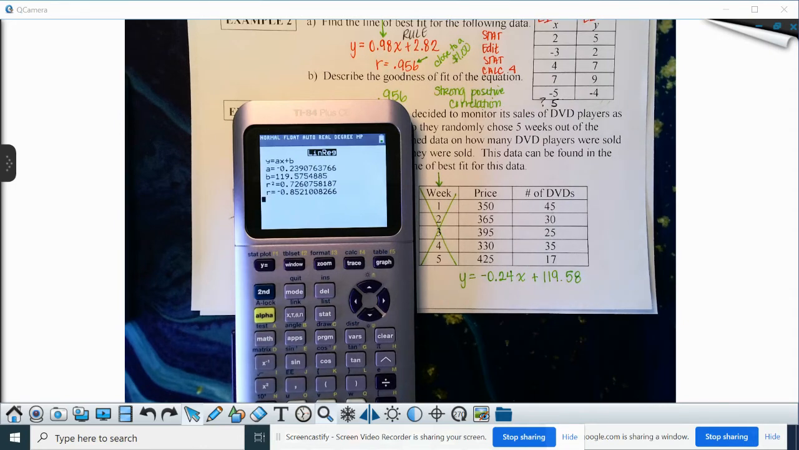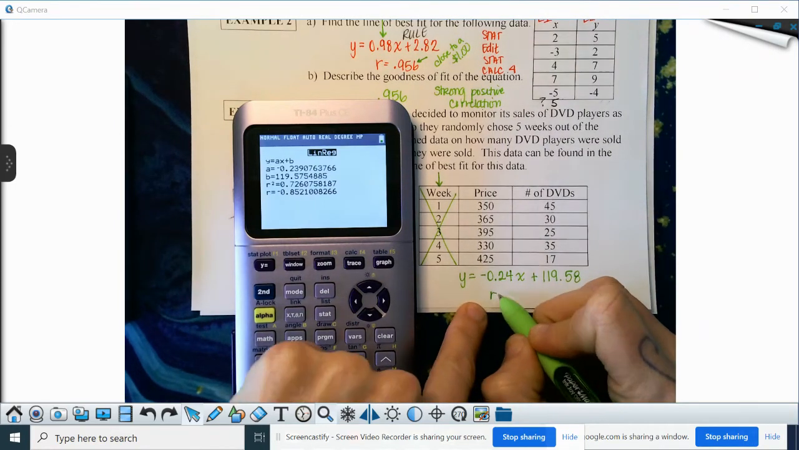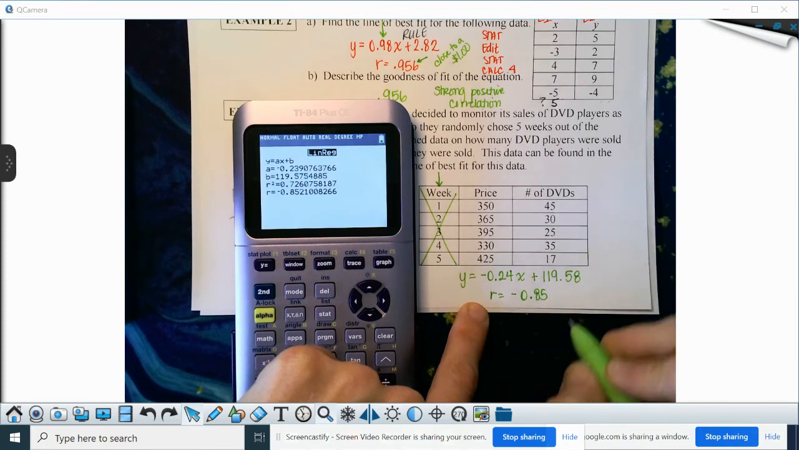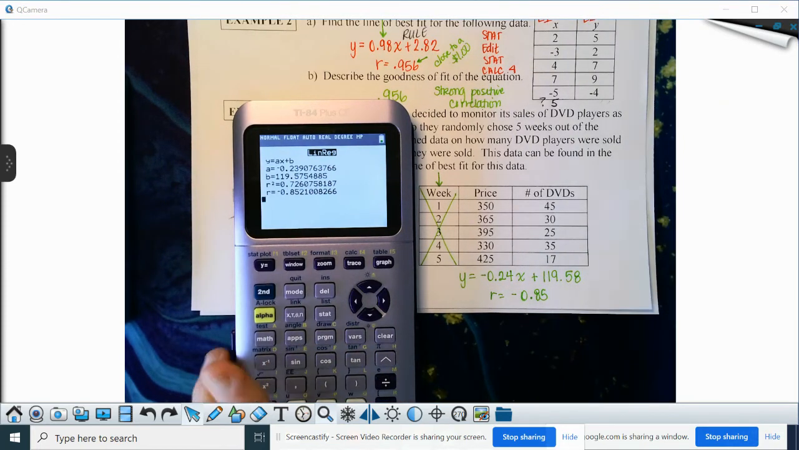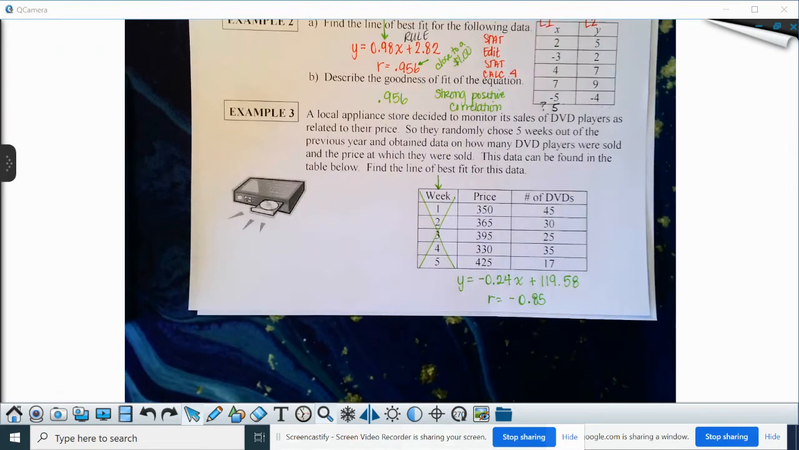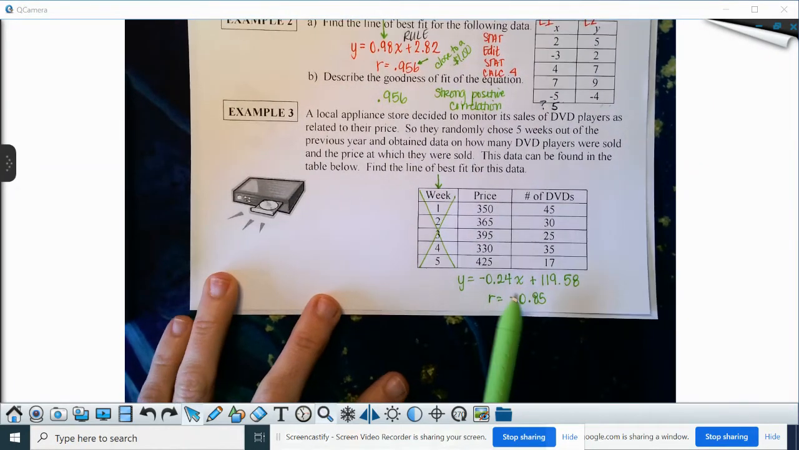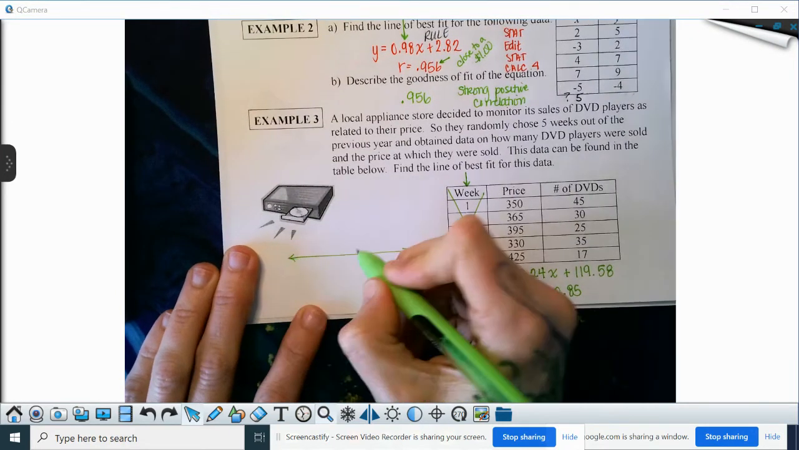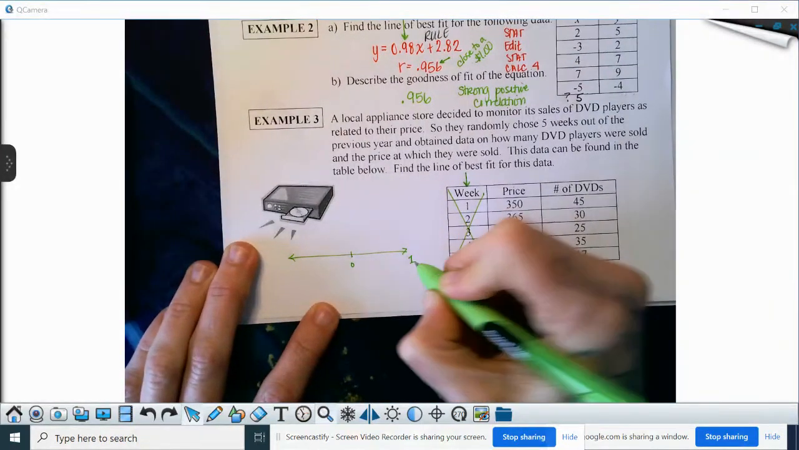Our R in this case, or our correlation coefficient, is negative 0.85 with the 2 after it, so 0.85 is good. At this rate, we have our line. And negative 0.85, again, so strong versus weak versus moderate. So this is our dollar. This is our negative dollar.